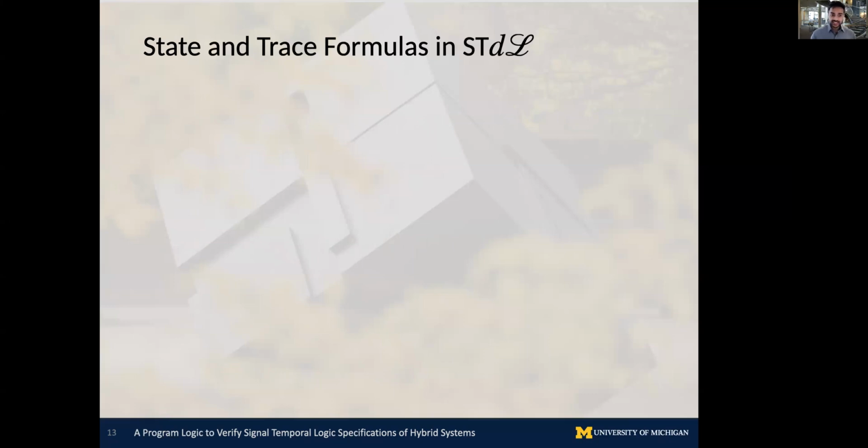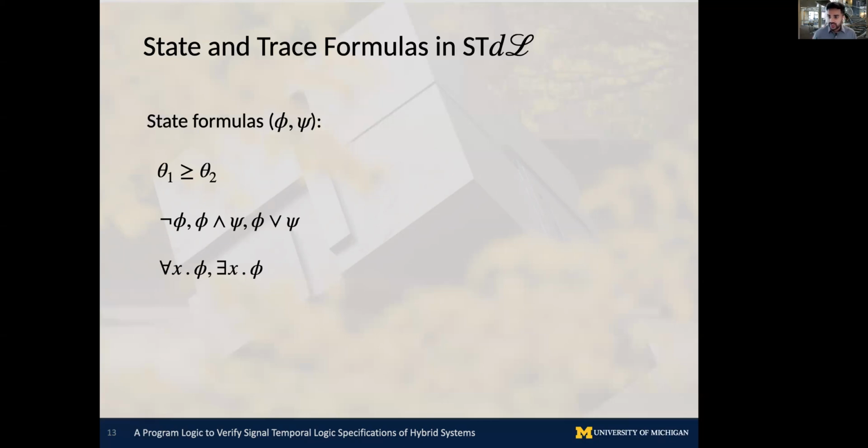Representing properties about states and traces, then, we have state and trace formulas in STDL. A state formula phi or psi can be the comparison between two terms in the logic, theta 1 and theta 2, or it can be the negation of another state formula phi, or the disjunction or conjunction of formulas phi and psi. It can be a universally quantified state formula over some variable x: for all x, this phi is true. Or it can be an existentially quantified state formula: there exists an x such that phi is true.